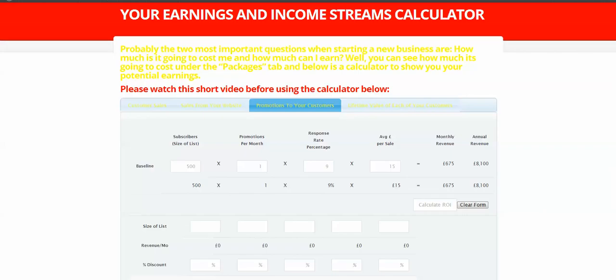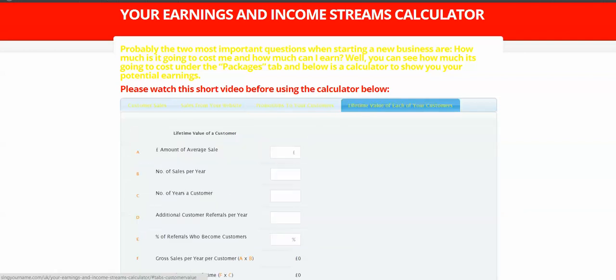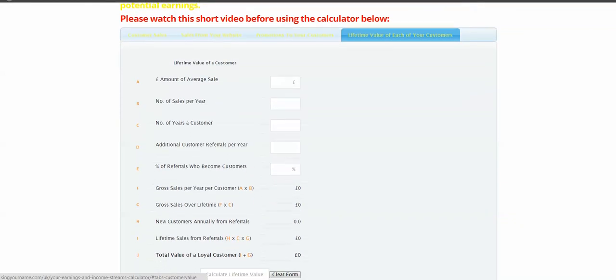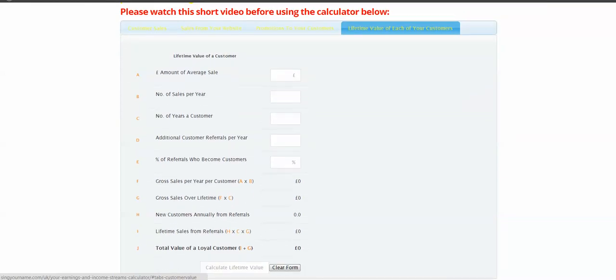One final thing before we use the calculator below, there is one last tab, and that is the lifetime value of each of your customers. So let's click on that, and this is very interesting because most people think that they make one sale and that's it. But your customer that buys one CD from you is worth so much more than that, and I'm going to show you exactly how.